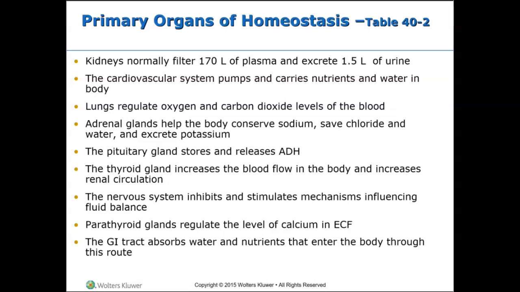The lungs help regulate acid-base balances. The adrenal gland controls our aldosterone. When aldosterone is released, it promotes reabsorption of sodium and water and excretes potassium as well as hydrogen ions. Our thyroid hormone influences fluid volume by increasing cardiac output and thus increasing the flow of blood through the kidneys and an increase in urine output.